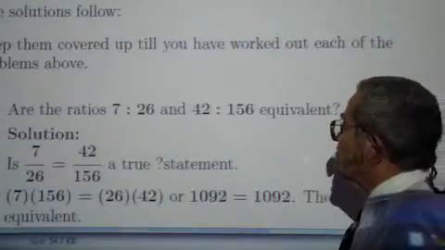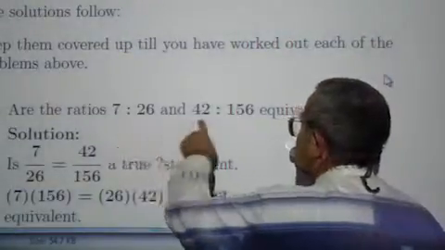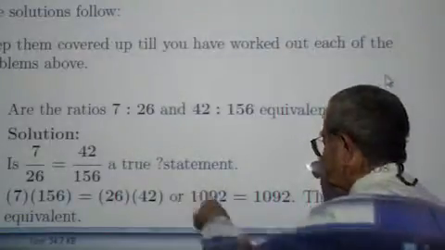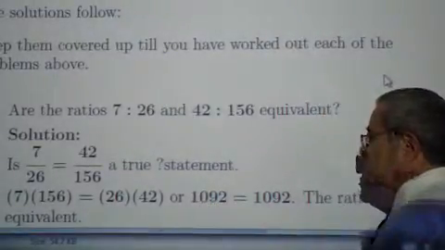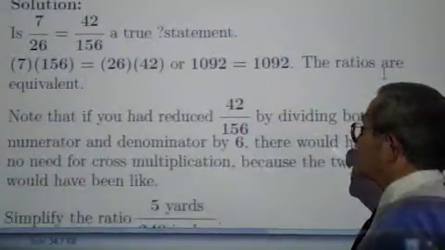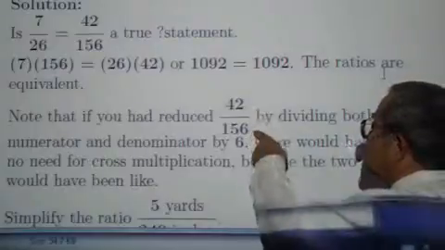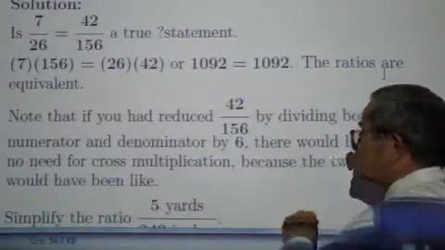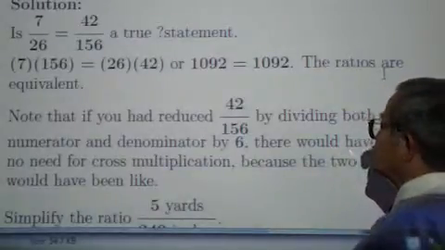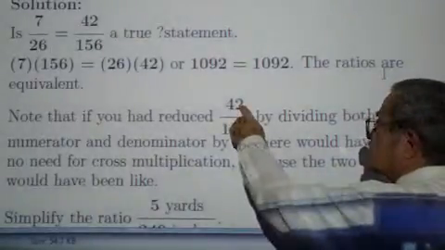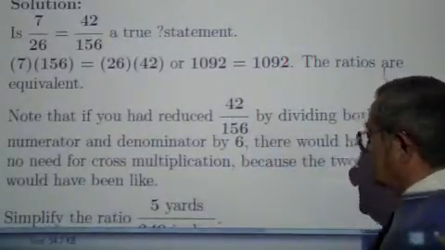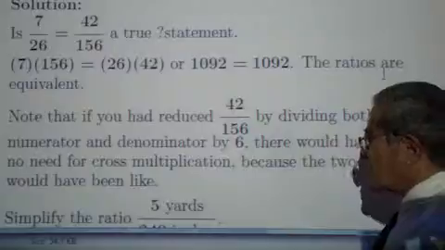So we wanted to see if the ratios 7 to 26 and 42 to 156 are equivalent. You could cross multiply and get 1092 on both sides. Or you can divide this one by 6 over 6 and show that they are equivalent. If you divide by 6 over 6, you get a 7 here and probably a 26 down here. You go ahead and check it. So are they equivalent? Yes.